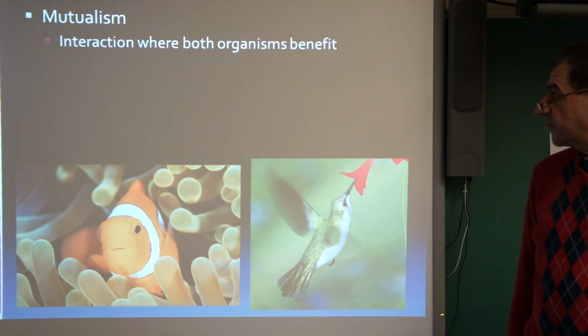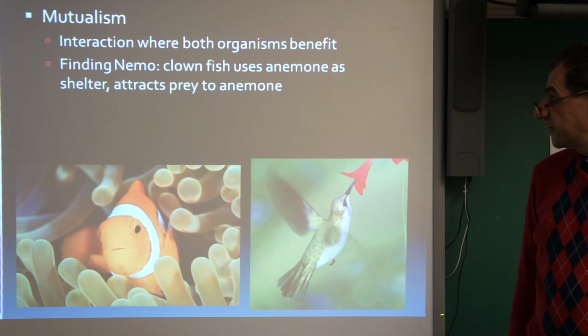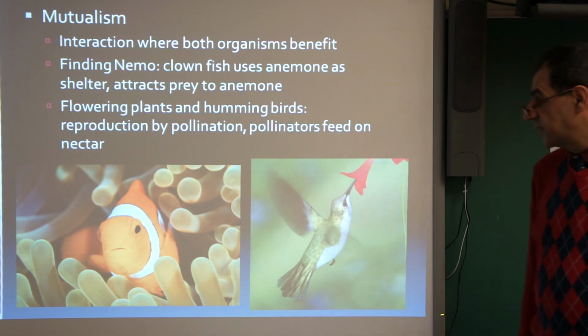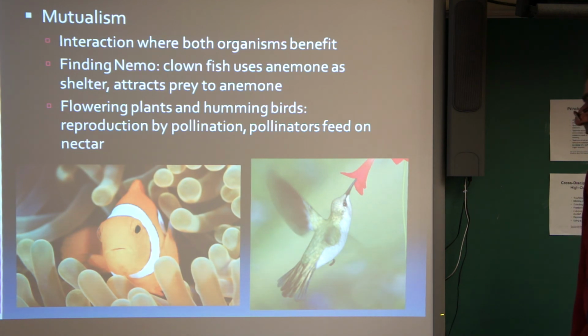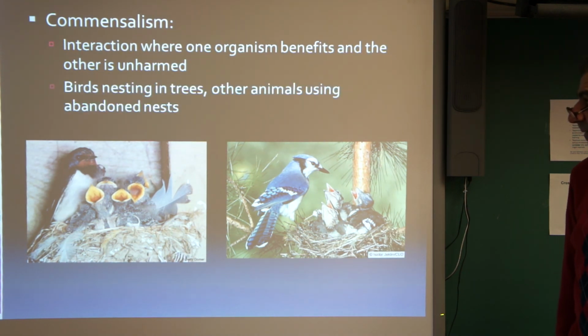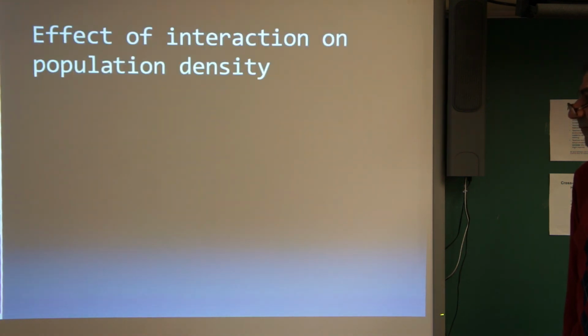Mutualism is an interaction where both organisms benefit, such as flowering plants and hummingbirds, reproduction by pollination where the pollinators feed on the nectar. Commensalism is an interaction when one organism benefits and the other one is unharmed, such as birds nesting in trees and other animals using abandoned nests.